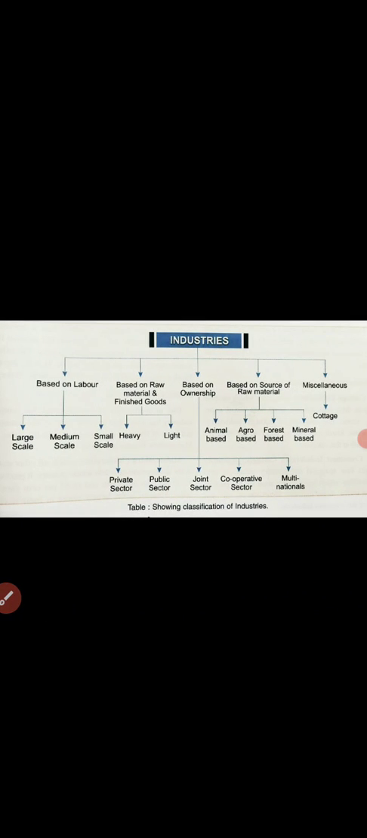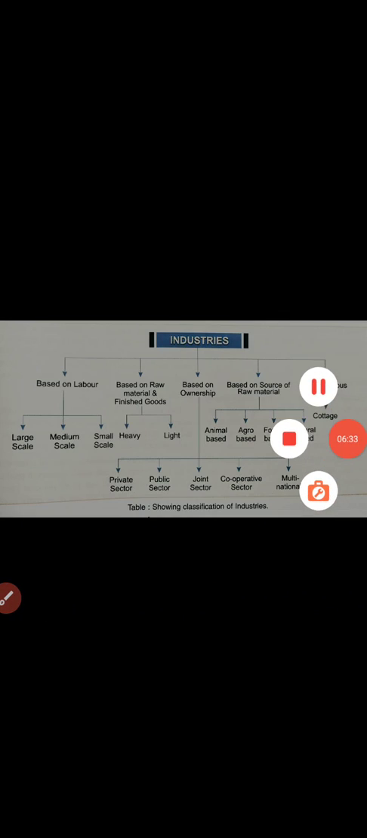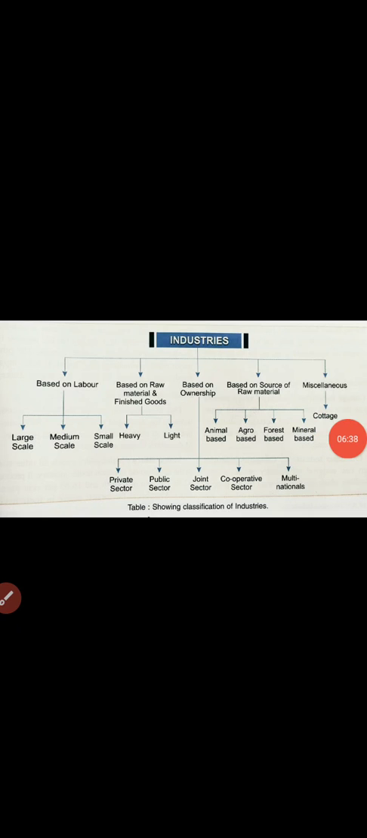Let us move now to the classification of industries. So what about the classification of industries? This can be based on several bases. First is based on labor, meaning the number of labor employed in an industry. One is large scale, second is medium, and third is small scale.